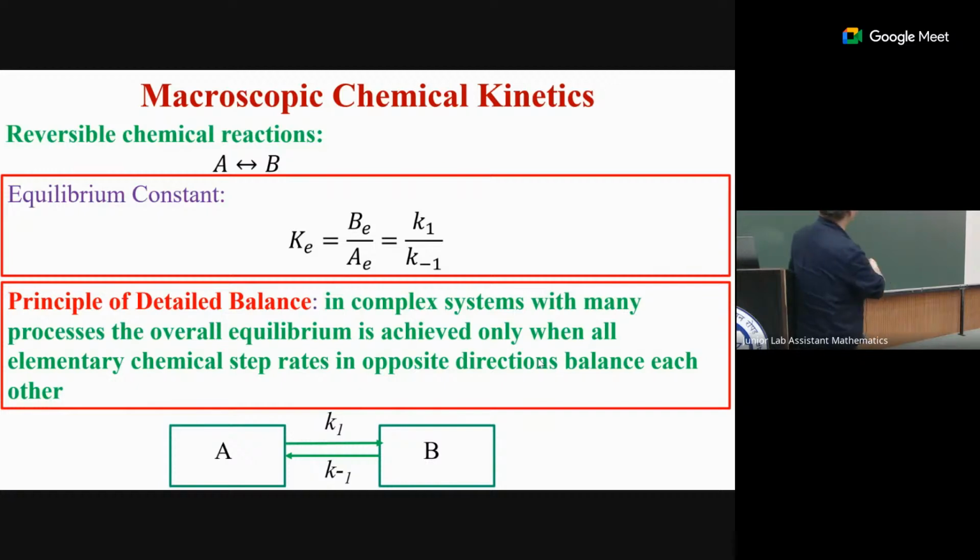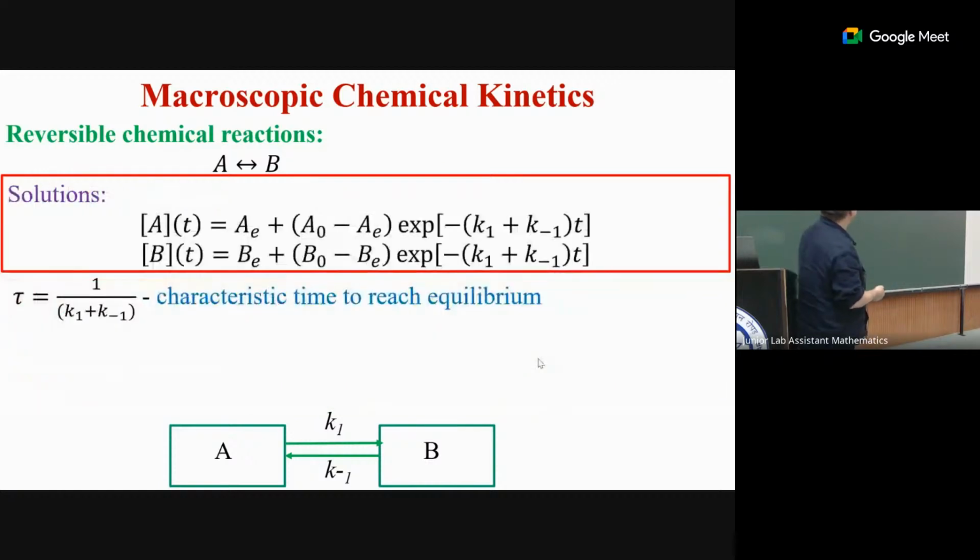And here it's convenient to talk about something known as the principle of detailed balance. The system will reach equilibrium only if every microscopic transition in your system is in equilibrium. That's the principle of detailed balance, which means that for every elementary chemical step, rates in opposite directions balance each other. Okay, good. So this is solving this reversible reaction, and you can see again there is an exponential approach to equilibrium with a time scale which is the sum of the forward rate and backward rate. Again, doing a very simple calculation, you can get microscopic information about the system.